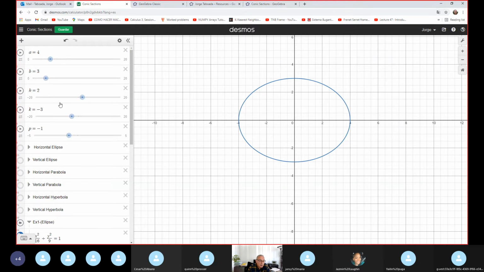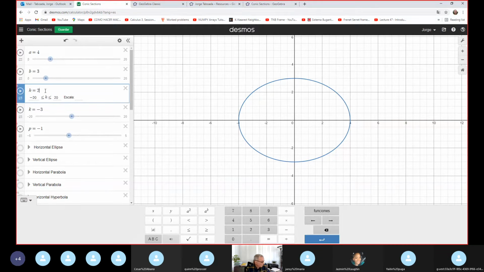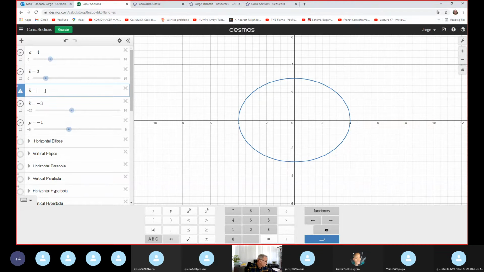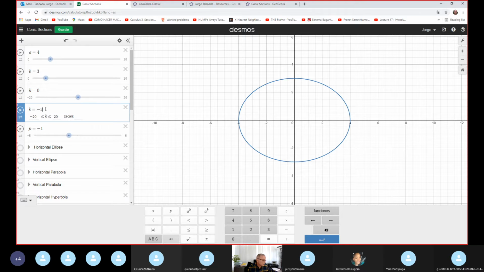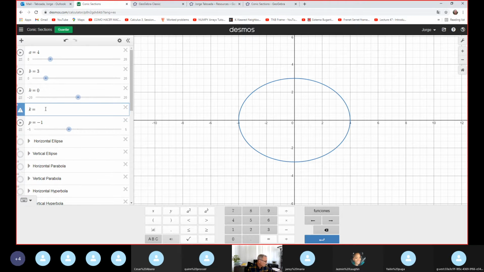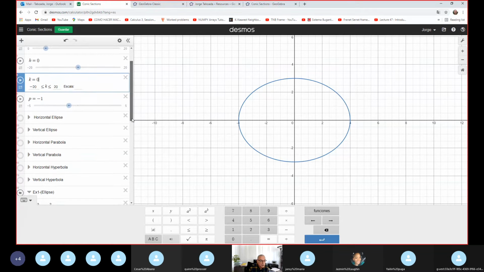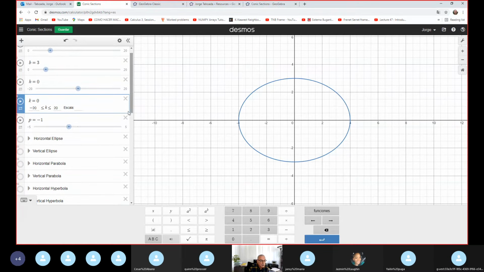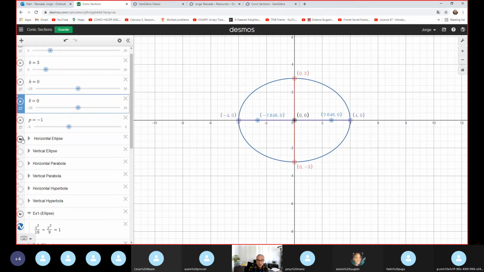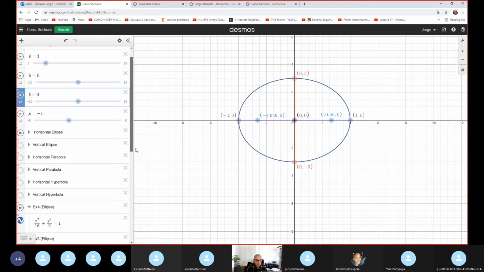And H and K are 0. I put 0 directly here, on my keyboard. It's easier to put it directly here, on the slider. Now I categorize it like a horizontal ellipse. Bang! Double bang. Okay, now look at that. They are a perfect coincidence with our example.